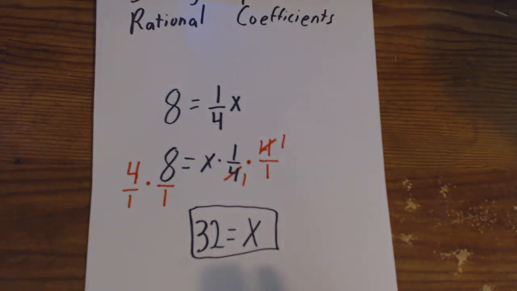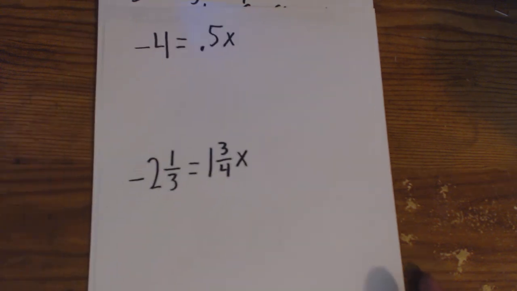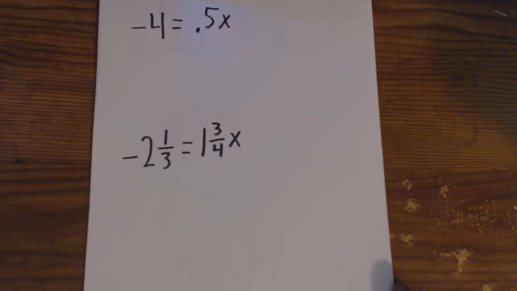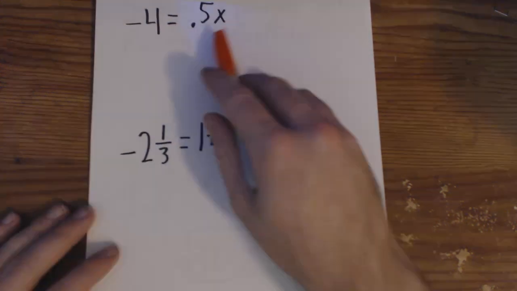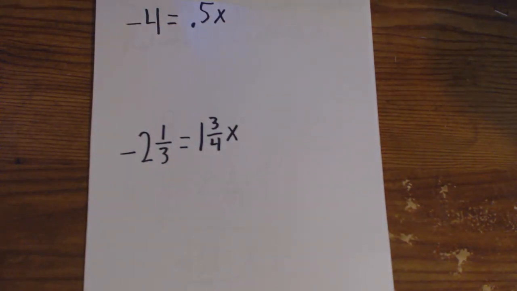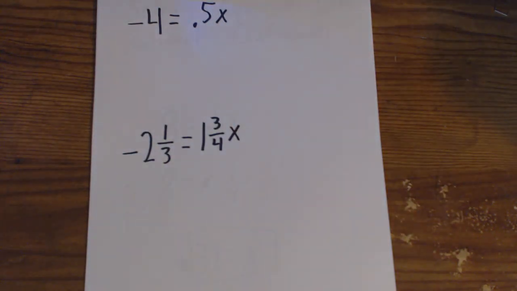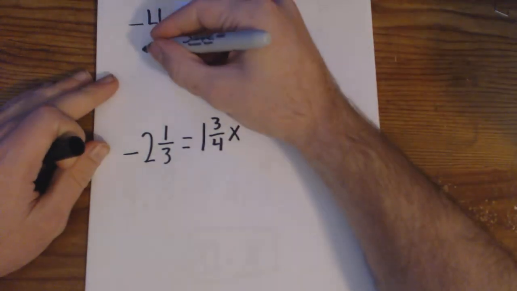That's a simple example. So let's go through a couple examples that might be a little bit more confusing. Here, in this first example, we see that -4 equals 0.5x. Now, again, instead of dividing by 0.5, I'm going to rewrite this first. You guys don't have to do it this way. Maybe you can see that to get rid of 0.5, we're just going to have to take it times 2. But if you can't see that right away, watch this.